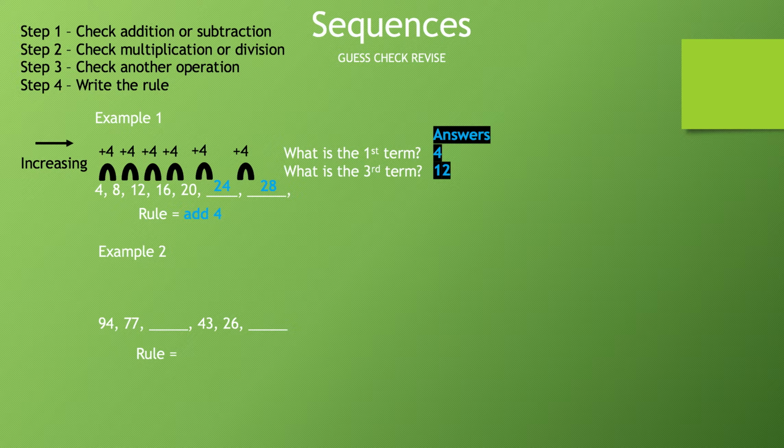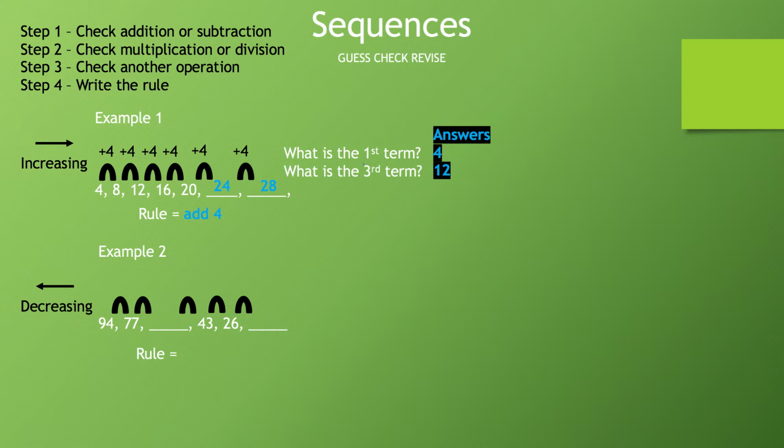Okay, example 2. My numbers are decreasing, so therefore it has to be subtraction or division. So let's try division first. 94 divided by something does not really give you 77. So division is not going to work. So let's try subtraction. This is where guess, check, and revise comes into play. Subtract 10, 84, doesn't work. Subtract 15, 89, 79. Oh, it's not 79. So put your gaps in there and then take a guess and see what happens.